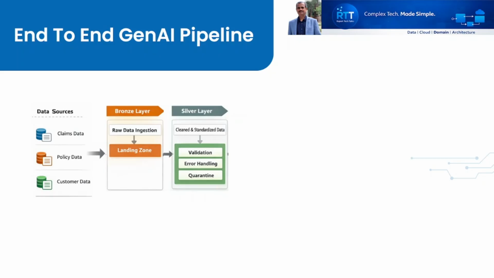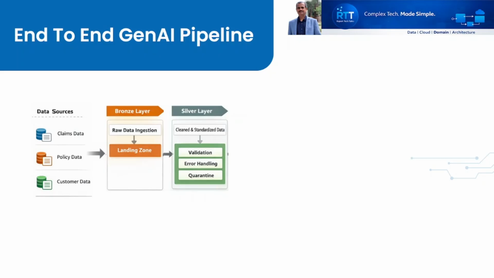Now let's look into the silver layer. Now comes one of the most important layers, which is the silver layer. This is where data cleaning and standardization take place. Here we do validation, error handling, and we also work on the bad records. We quarantine those records.